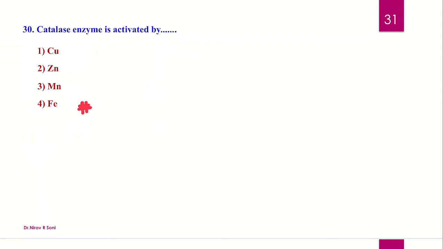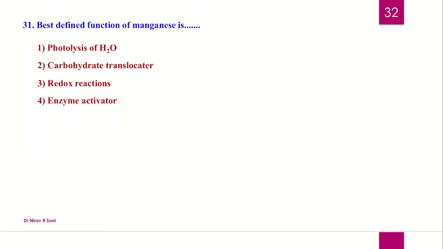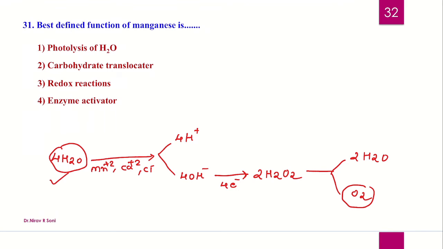This is a very important question. The best defined function of manganese: the main reaction of photolysis of water, the splitting of water in the presence of manganese, calcium and chlorine, into 4H plus ions or OH minus in the presence of 4 electrons, then formation of hydrogen peroxide in the peroxisome, 2H2O2, again divides into two water molecules and oxygen. That's why you get the oxygen from water, not CO2.